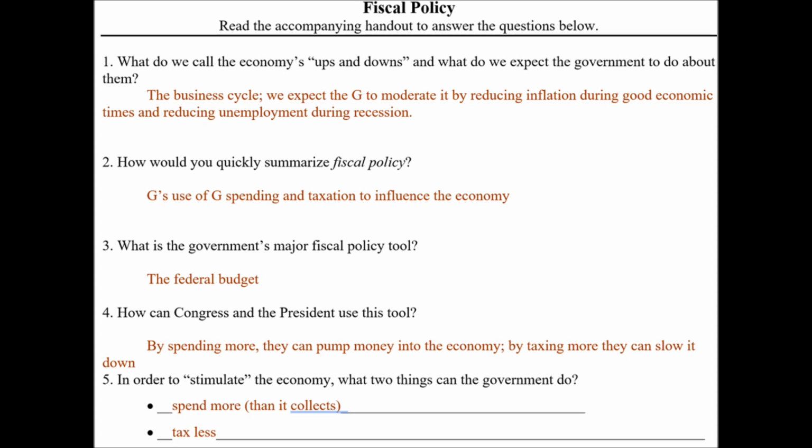Basically, those ups and downs come with problems. Economic peaks usually generate inflation. Economic recession generally generates high unemployment, and we expect our government to do something about it. Our government does not control the economy, but it can influence the economy, and that's what fiscal and monetary policy are all about. And you have to kind of know the ins and outs of which policy works for what purpose and how they're used.